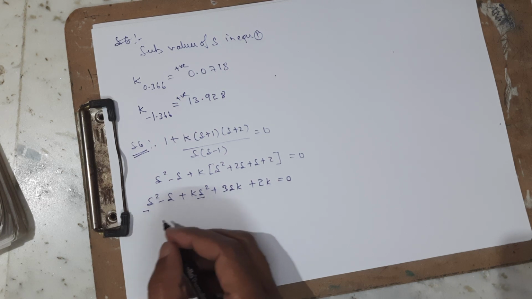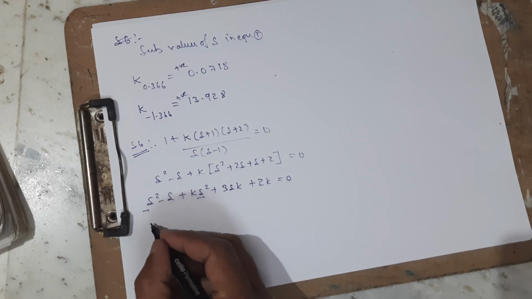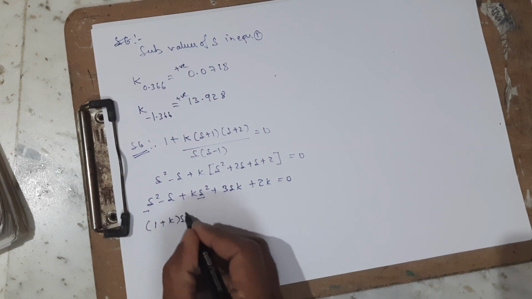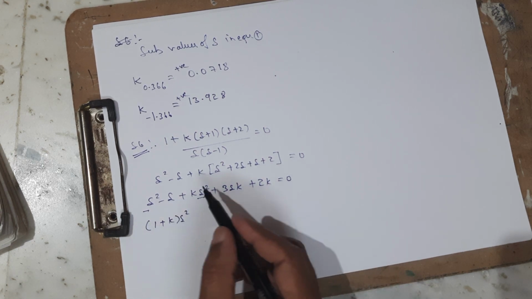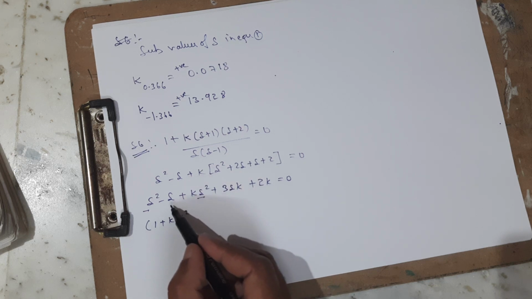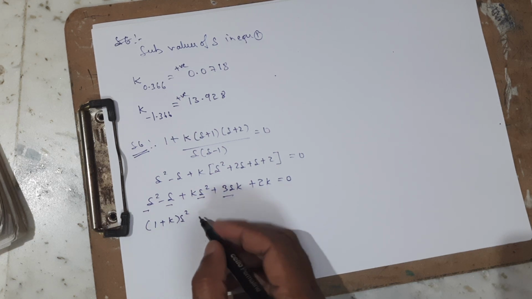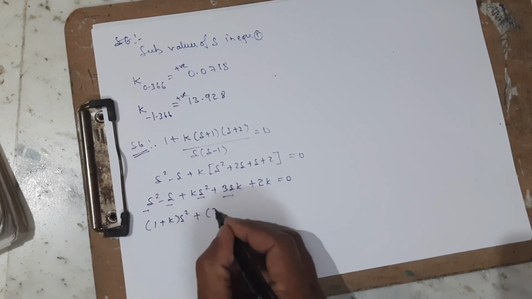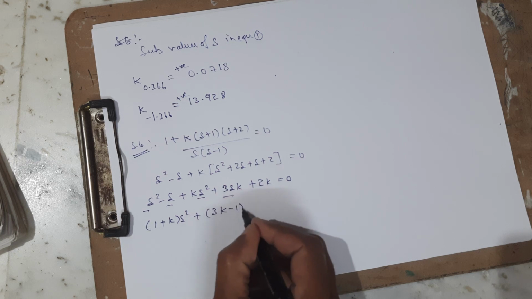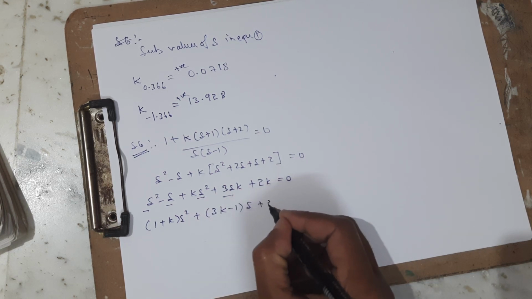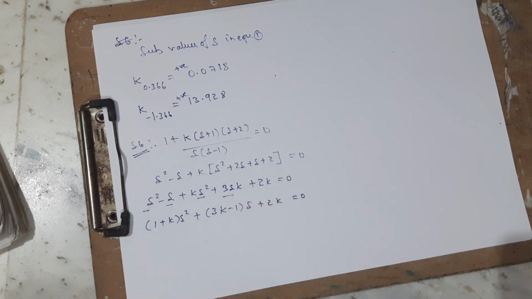So this is a pairing with similar terms. So this can be done as 1 plus k s square. In the same way, I am going to consider the coefficients of s. So here also s is there. If I combine it, this can be done as 3k minus 1 into s. Next, we are left with 2k is equal to 0.